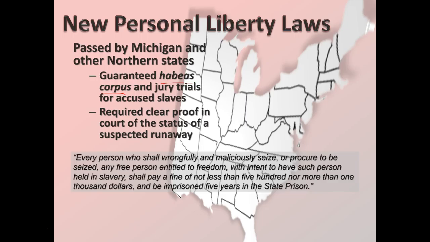Habeas corpus is the Latin phrase meaning that you have to know what you're in jail for. And this also guarantees jury trials for accused slaves. So, if someone comes up and says that so and so, this black man here is my slave, he can't just take him. This slave is entitled to a jury trial, and that's a huge thing. It guarantees them rights of citizenship, even though they're not quite full citizens. It requires clear proof in court of the status of a suspected runaway.